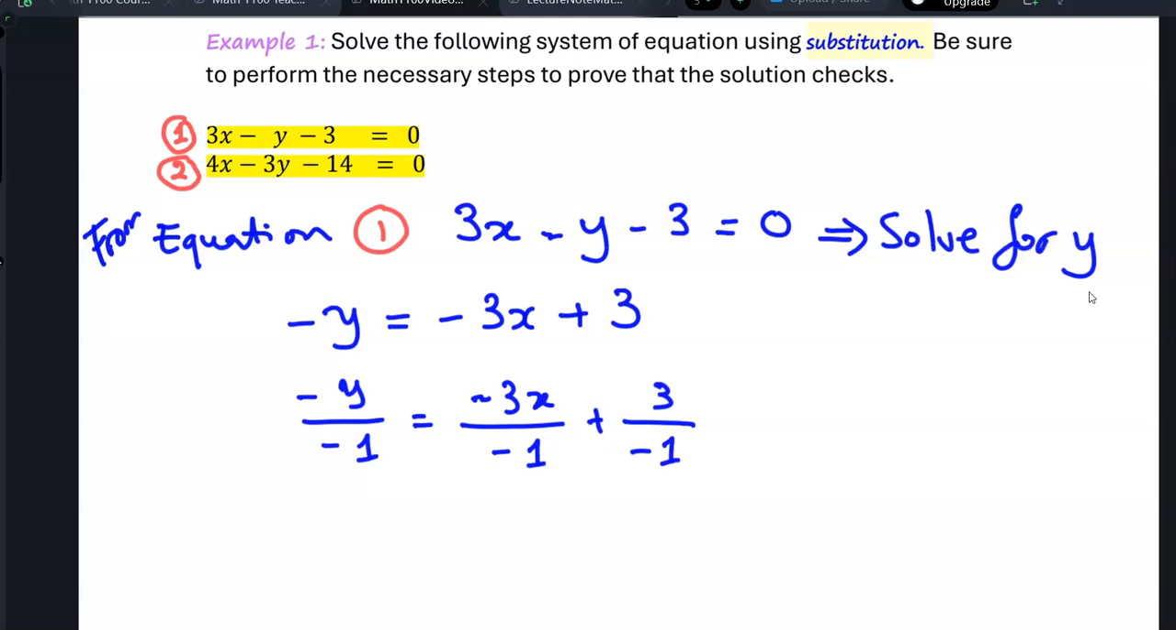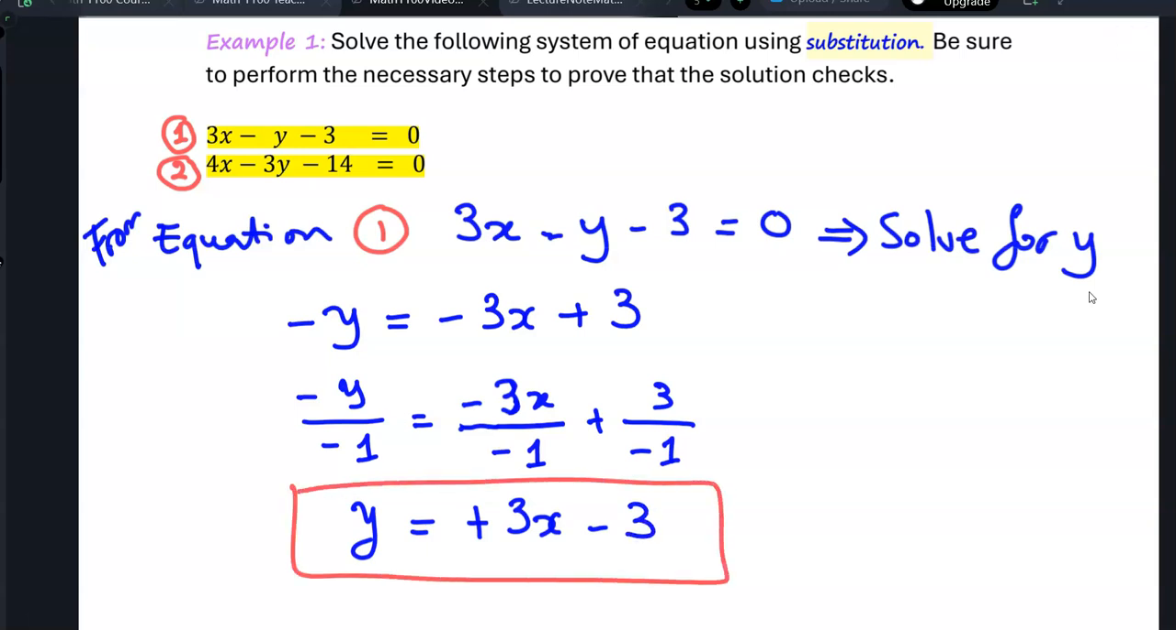Minus y divided by minus 1 will give me positive y, because that's what I want to achieve. You want the coefficient in front of y to be positive 1. So this will give me y equal to negative 3x, this is minus 3, I'm sorry. So this will be positive 3x minus 3. This will become my equation number 3.